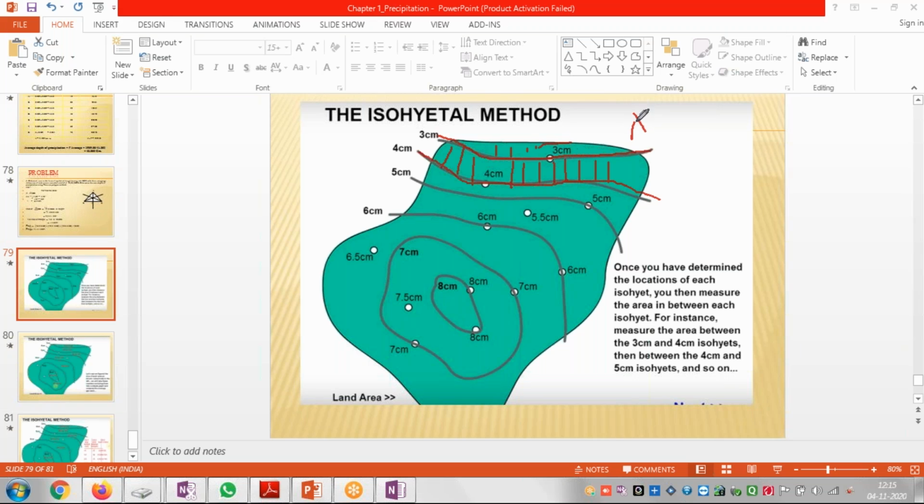So I will say this is A1, this is A2, sorry, this is A2, this is A3. Likewise, this one will be A4, this one will be A5, this one will be A6, and this one will be A7, right? So once we know that, the formula, we know what the isohyetal map shows.